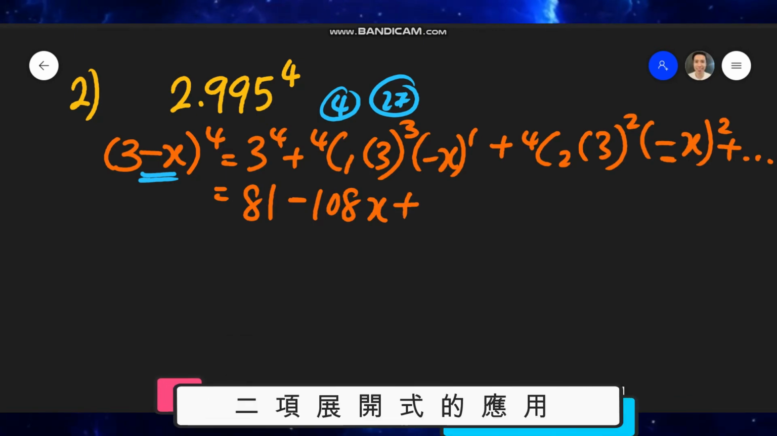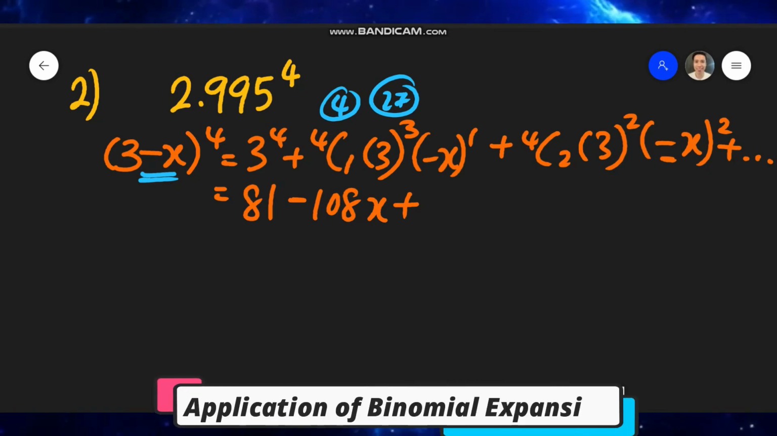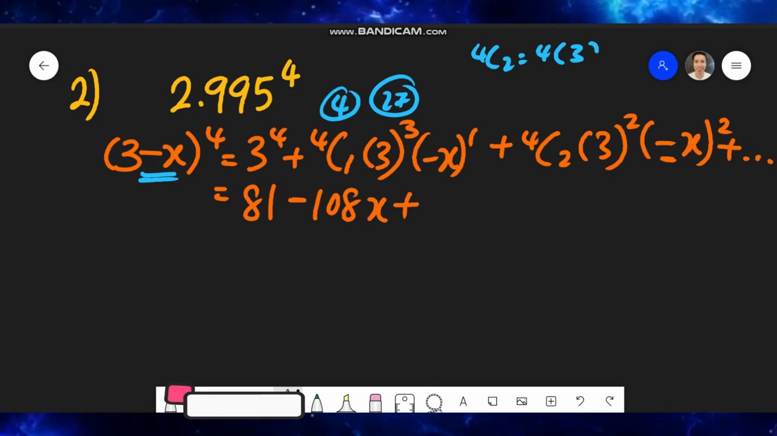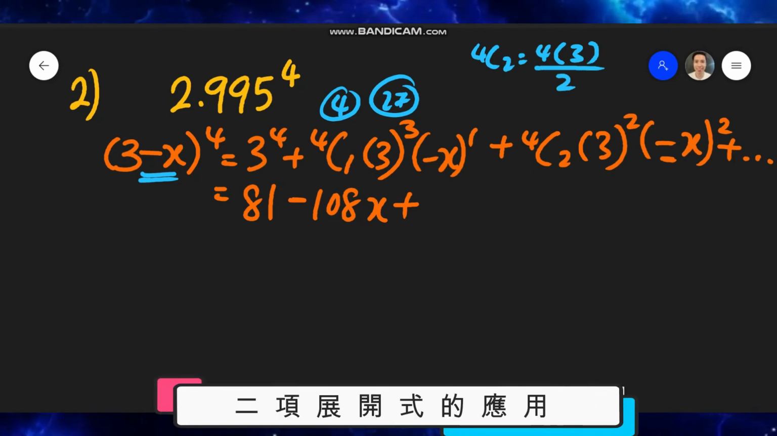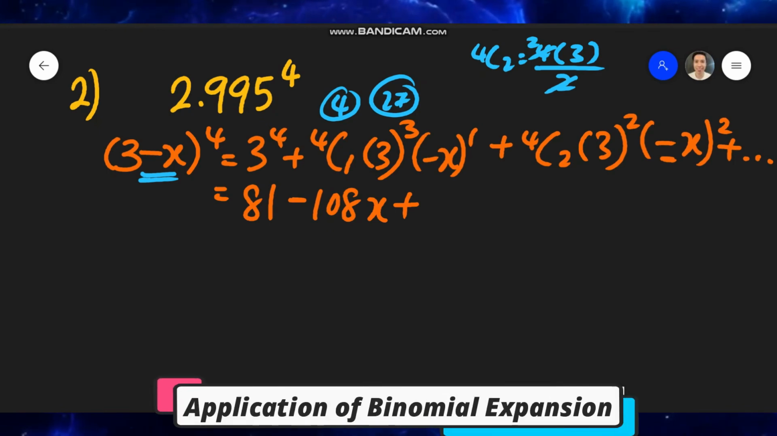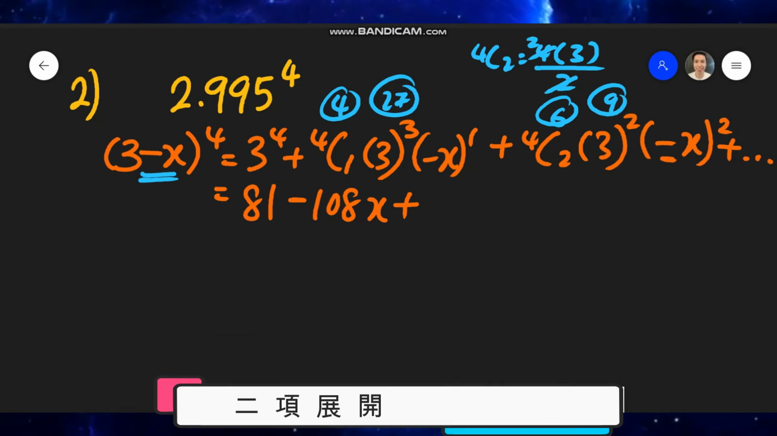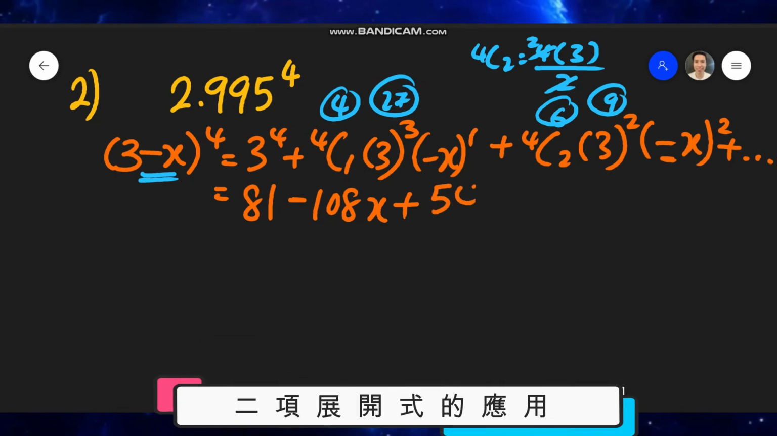Next 4c2 just now, based on the formula, 4c2 is 4, then 4 minus 1, right? So it's 3 over 2 factorial, so which is 2. Then we can cut this 2. So 2 times 3 will give us 6. So this is 6. And 3 squared is 9, right? So 6 times 9 will give us 54. 54x squared, and so on, right?